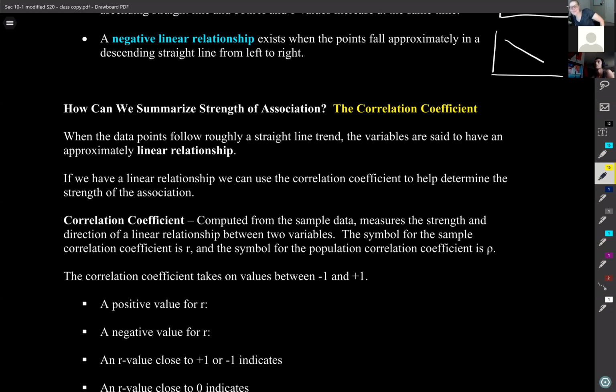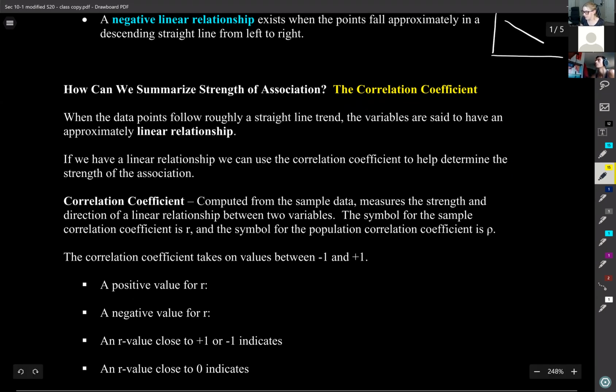When data points follow roughly a straight line trend, the variables are said to have an approximately linear relationship, which makes sense. If you look at a scatter plot and the points kind of look like they fall in a line, we might call that a linear relationship. And if we have a linear relationship, we can use the correlation coefficient to help determine the strength of the association.